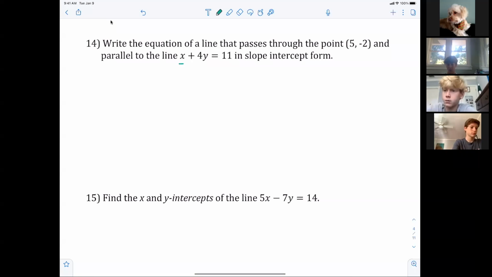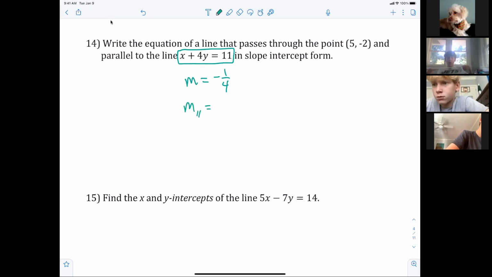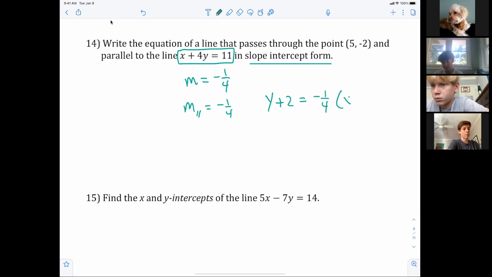So parallel. I need the slope again. So once again, you have another chance. Slope equals what? Everybody should be able to say it's -1/4. Therefore, the slope of the parallel line is also -1/4. And so again, I'm looking for slope intercept. This one's a little bit more annoying, but still we go to point slope. So y plus 2 equals -1/4 times x minus 5. Anybody have any problem with that?